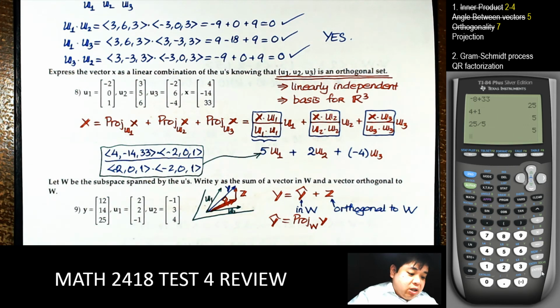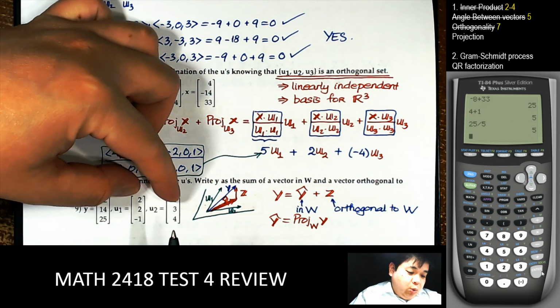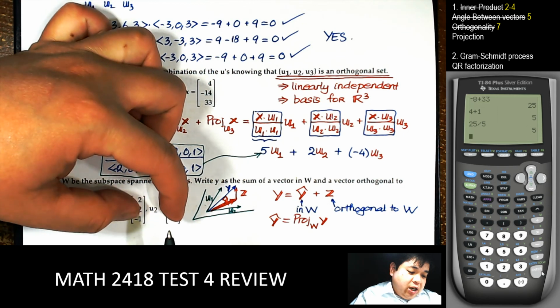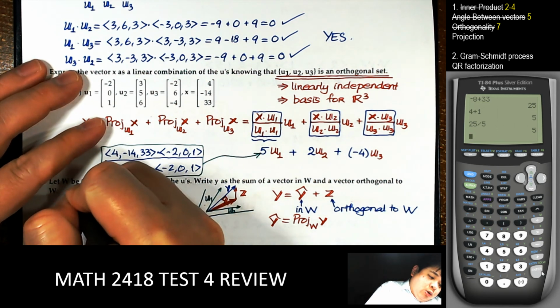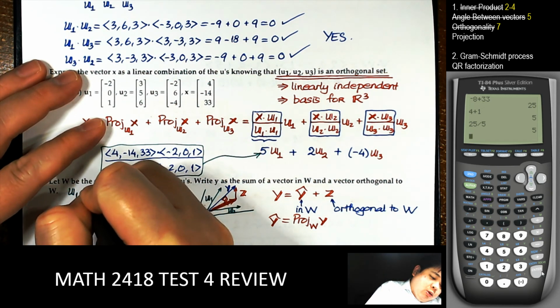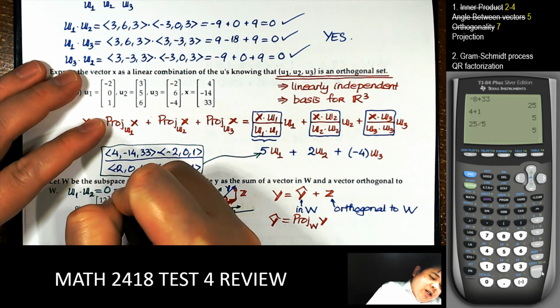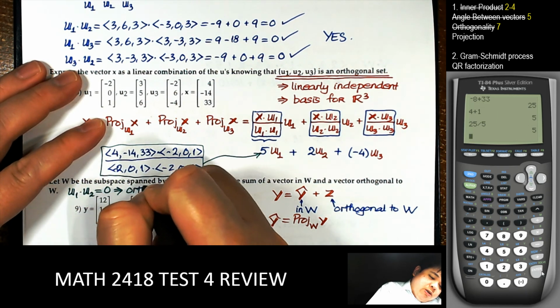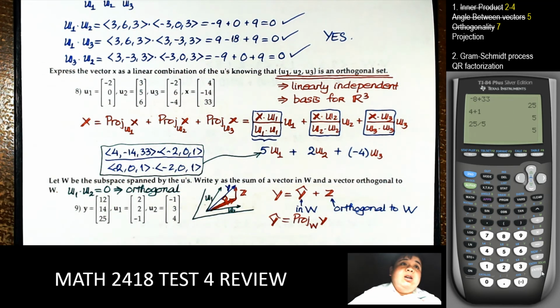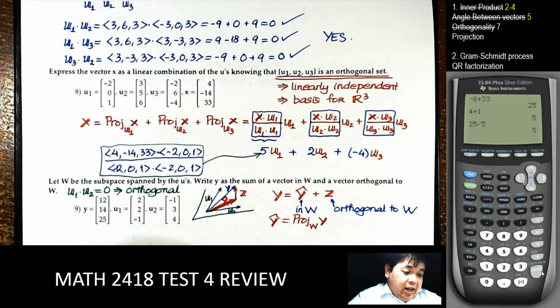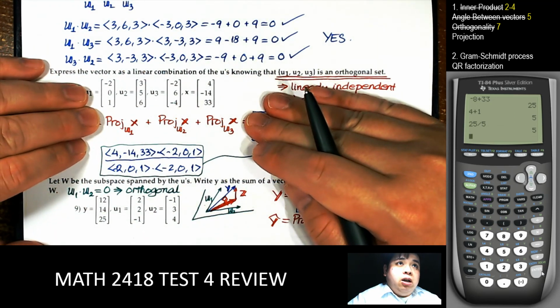Now, before we go any further, notice the vectors u1 and u2: 2, negative 1, 2 and 3, negative 1, and 4. So that's negative 2 plus 6 minus 4. Because u1 and u2 have dot product equal to 0, they are orthogonal. We always have to do that first, because if they are orthogonal, then we can use this property.